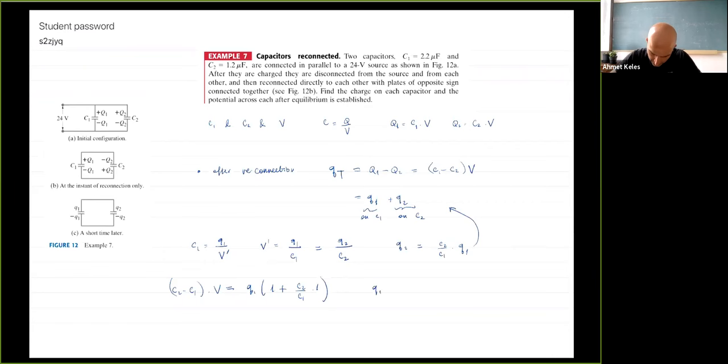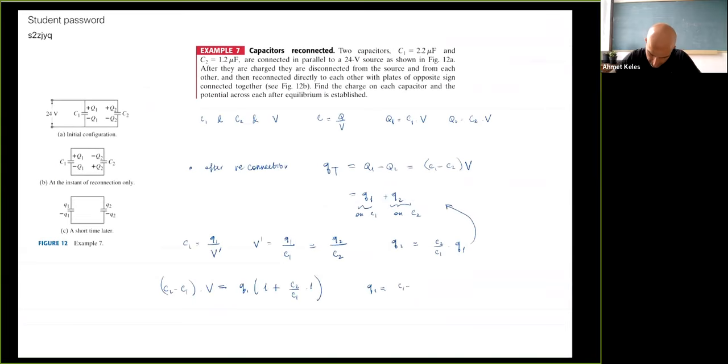From here, I think Q1 is found to be, actually, I want to write it as C1 minus C2, sorry. This is C1 minus C2 divided by C1 plus C2 times C1 times V. And I can calculate Q2 similarly, it's going to be C1 minus C2 divided by C1 plus C2 times C2 times V. I just use this formula again. And I already have an expression for the voltage. So V prime is equal to Q1 over C1, which is equal to C1 minus C2 over C1 plus C2 times V.